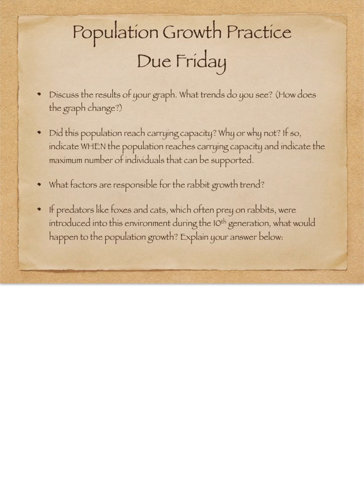All right. So hopefully, again, by Friday, you should be able to discuss the results of your graph, answer those questions and explain it. What trends you see, how does the graph change, and answer those 3 questions. I think you'll be able to answer that. That should answer the first bullet point here. Did the population reach carrying capacity? Why or why not? If it didn't reach carrying capacity, why didn't it? If so, indicate when the population reaches carrying capacity, and indicate the maximum number of individuals that can be supported. And that again is another one of the questions I asked you a moment ago.